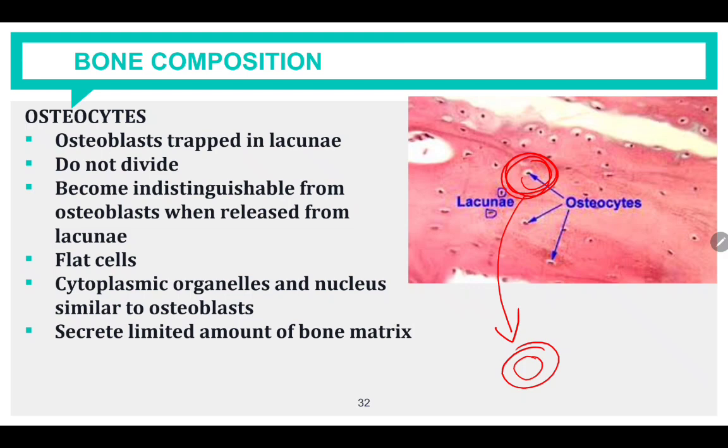So ibig sabihin, they look identical and they secrete a limited amount of bone matrix, unlike your osteoblast, which has many functions and secretes an abundant amount of bone matrix. Here, the osteocytes, kasi limited lang yung amount ng bone matrix na magawa niya, and then eventually mamatay. Okay? So sir, what if hindi na lang mag-mature ang mga osteoblasts since mas effective man sila?